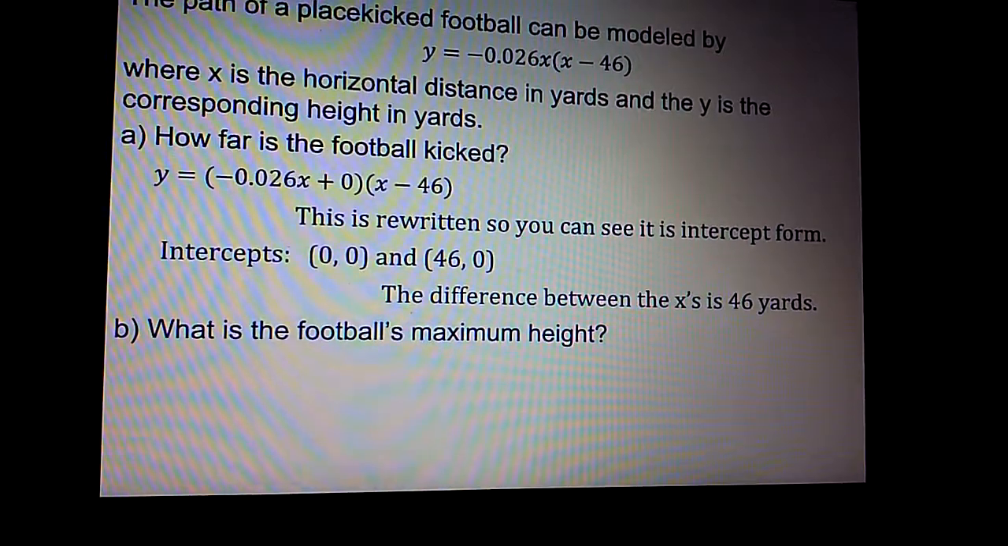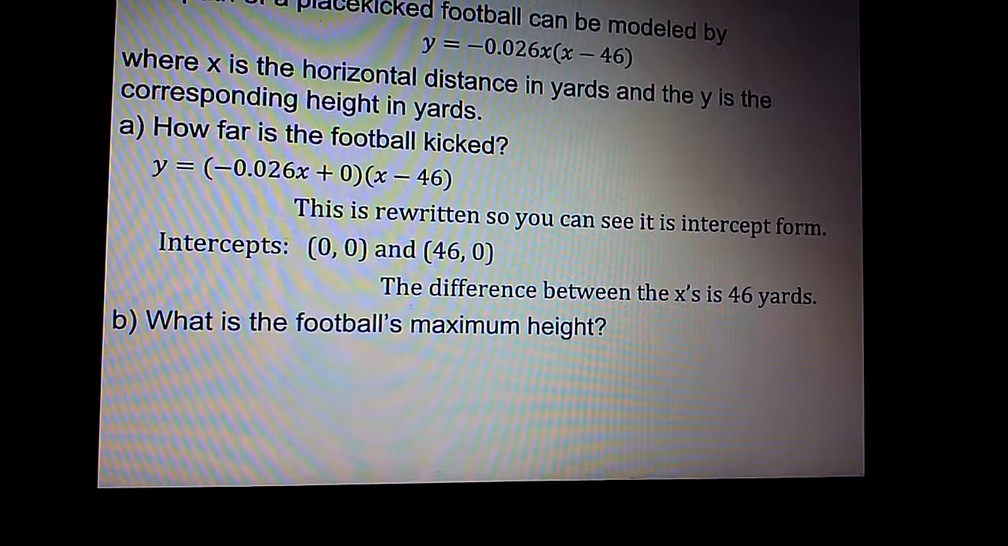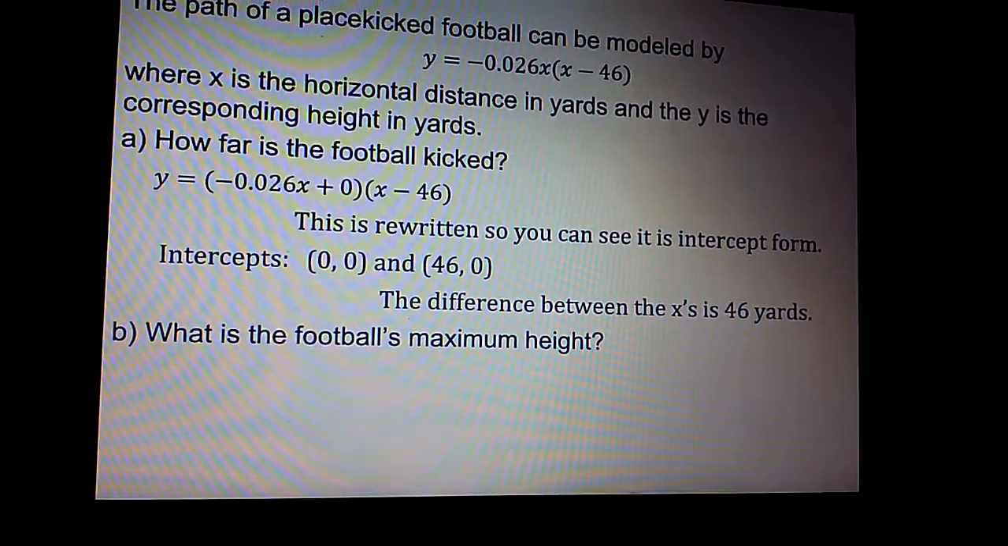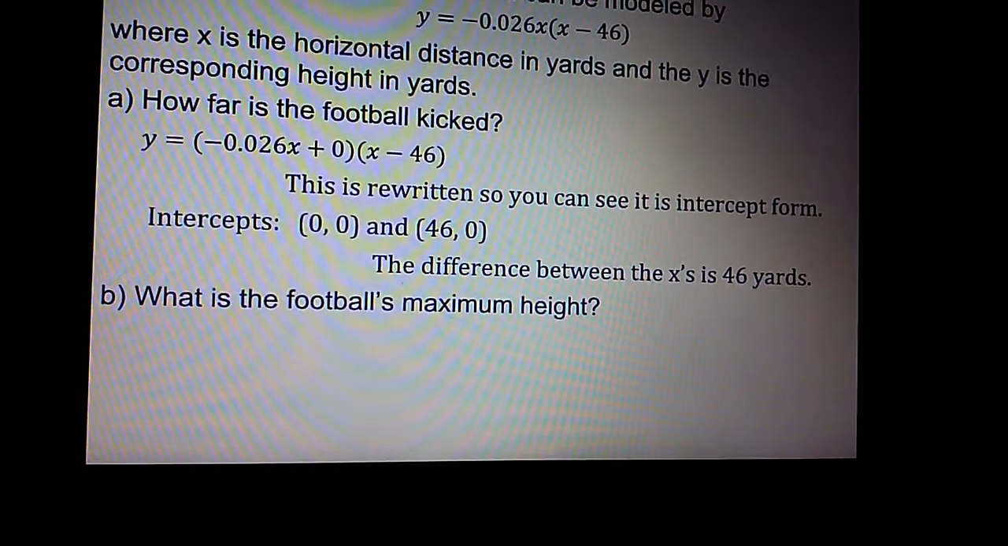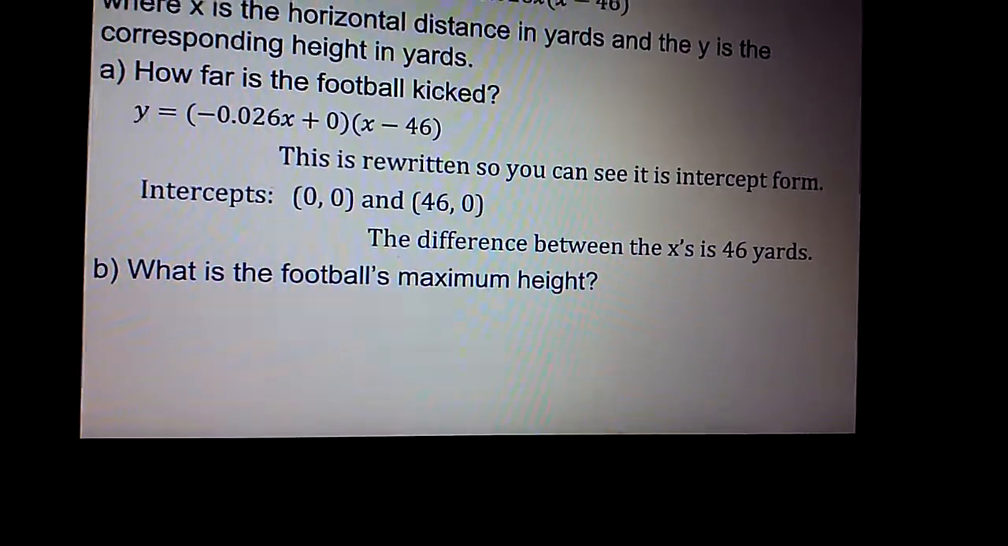Now, what is the football's maximum height? Here we're finding the vertex. That means we need to know where the axis of symmetry is. Remember, the axis of symmetry is halfway in between the two intercepts. So it's going to be halfway between 0 and 46.